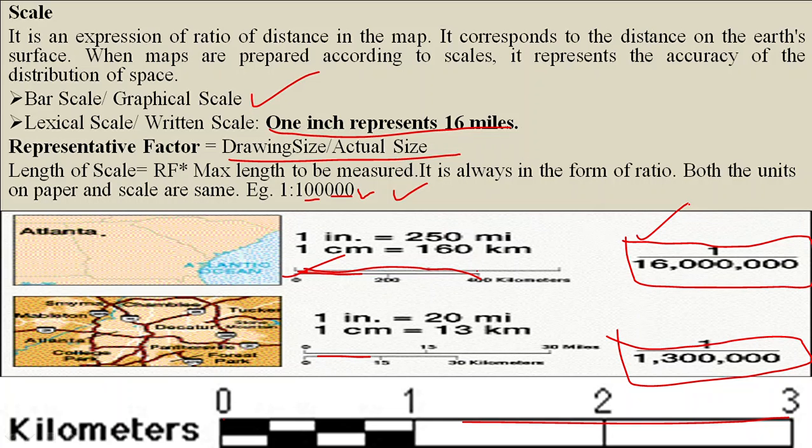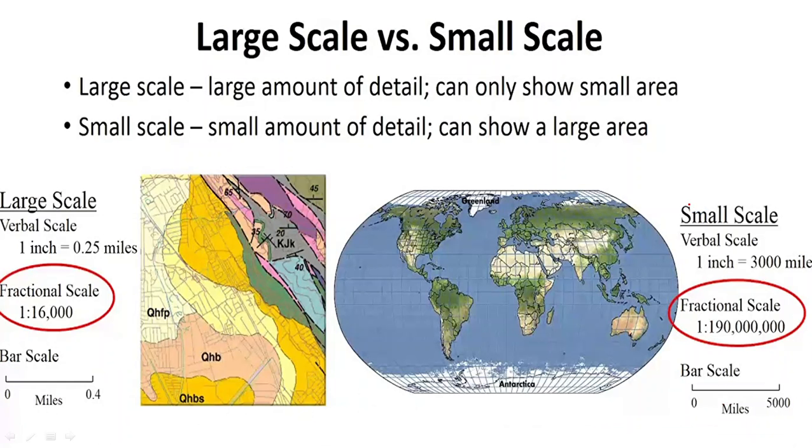So it's the expression of the ratio of distance on the map that corresponds to the distance on the earth's surface. So how much of the actual surface is represented on the map is basically the concept of scale. On the basis of scales we can categorize the types of map also.